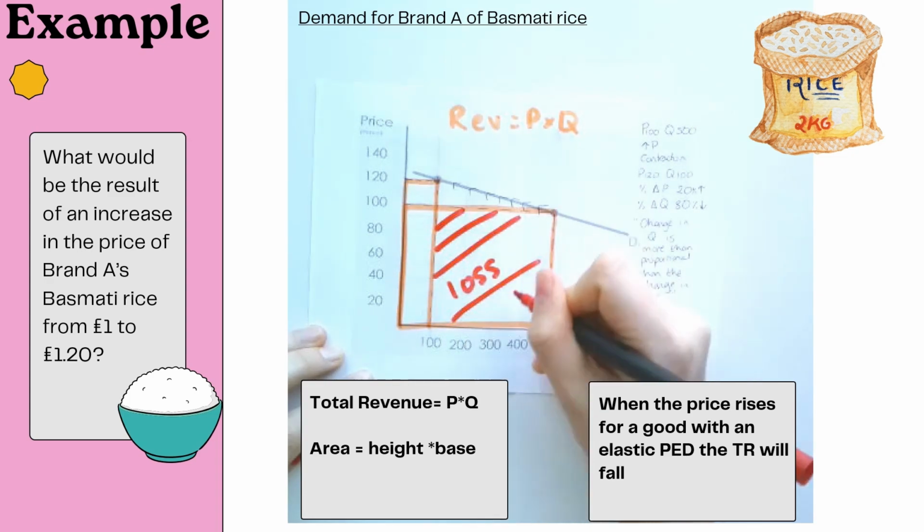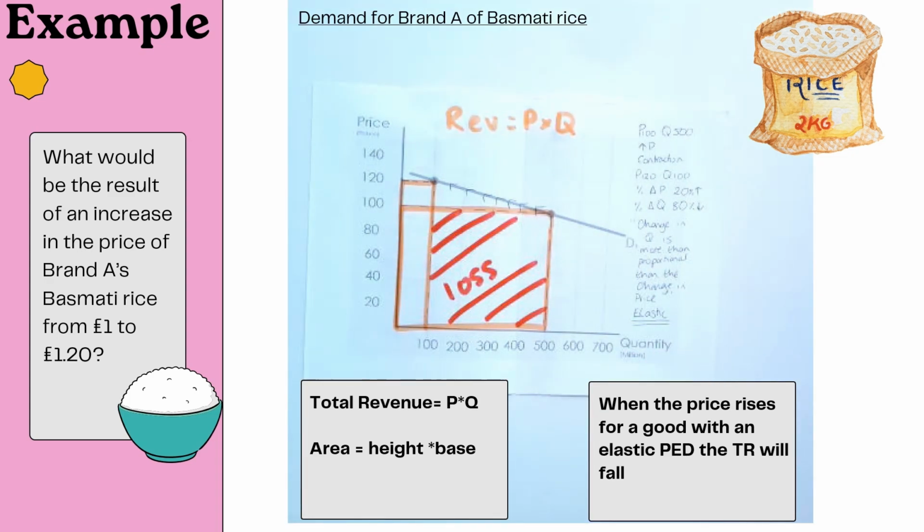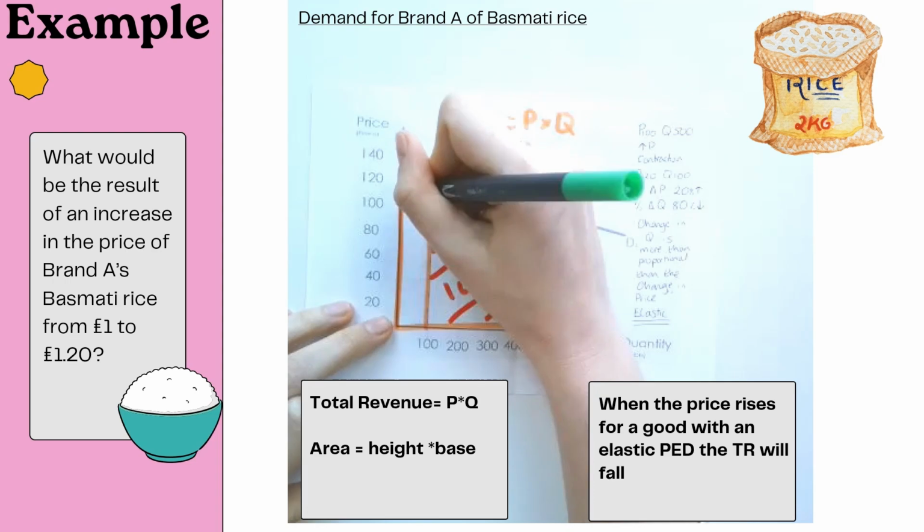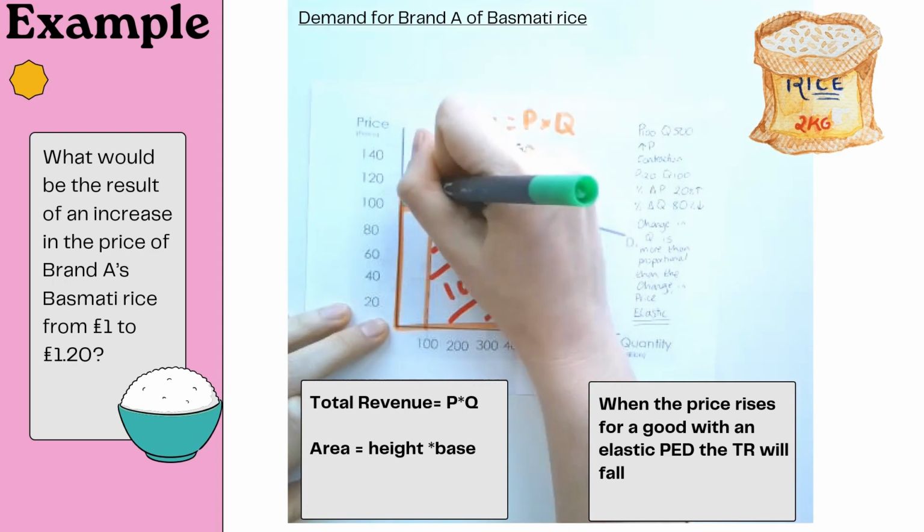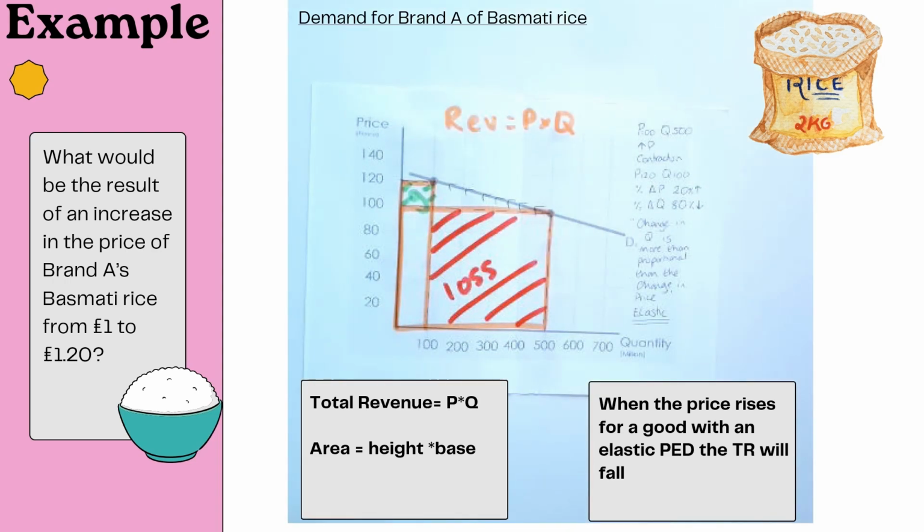But we can also see that the area of the loss of total revenue is much larger than the area of the gain. So when price rises for an elastic good, we expect to see a fall in total revenue.